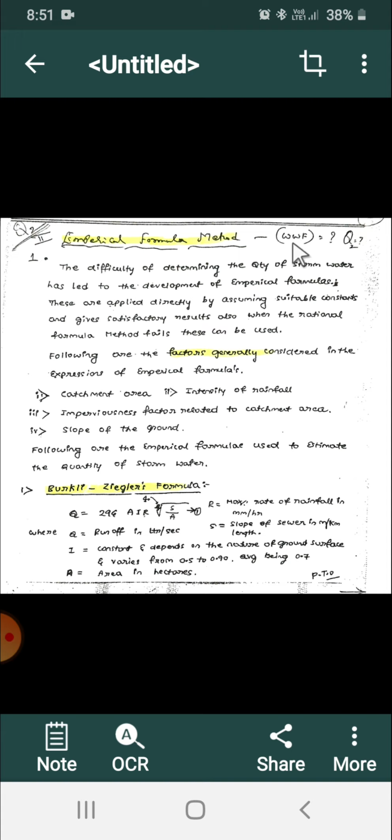But the other one is WWF. WWF means storm water, the determination of storm water. That is Q2. Q1 you already know using one method; Q2 is another method. Q2 can be determined using a very simple formula called the rational formula method. The derivation of the rational formula method is asked every time, and problems using the formula AIR.